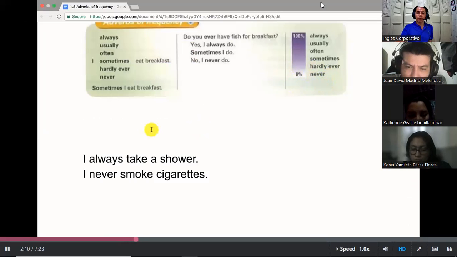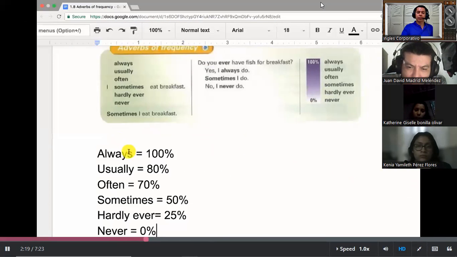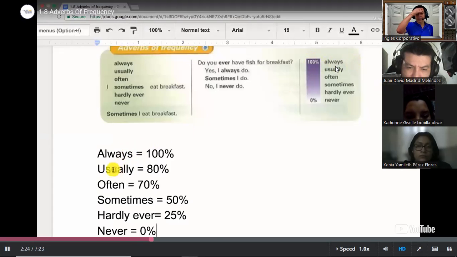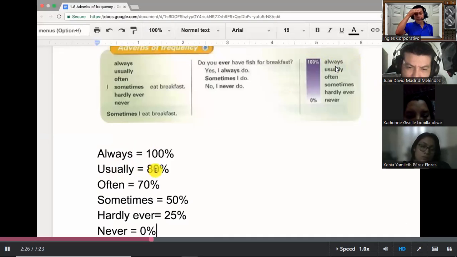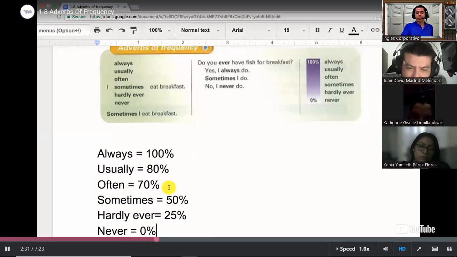The easiest way to categorize adverbs of frequency is by giving each a percentage number. So let's do just that. Always equals 100%, usually equals 80%, often equals 70%, sometimes equals 50%, hardly ever equals 25%, never equals 0%.